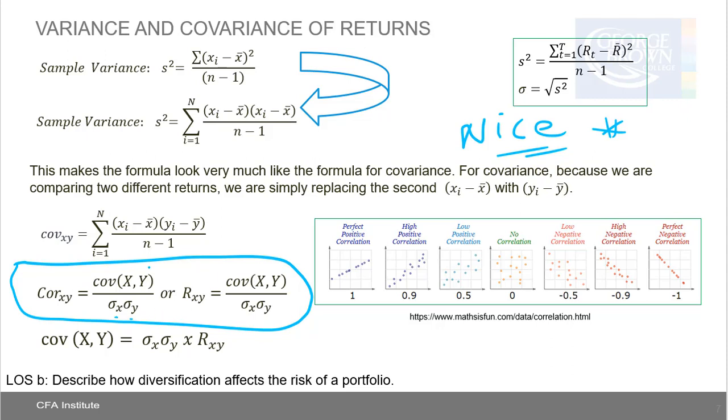So x could be a stock, y could be a bond, or they could be two different stocks, whatever. We always start with a two-asset portfolio, so we'll just call the two assets x and y. The correlation between x and y equals the covariance of x and y divided by the standard deviation of x times the standard deviation of y.